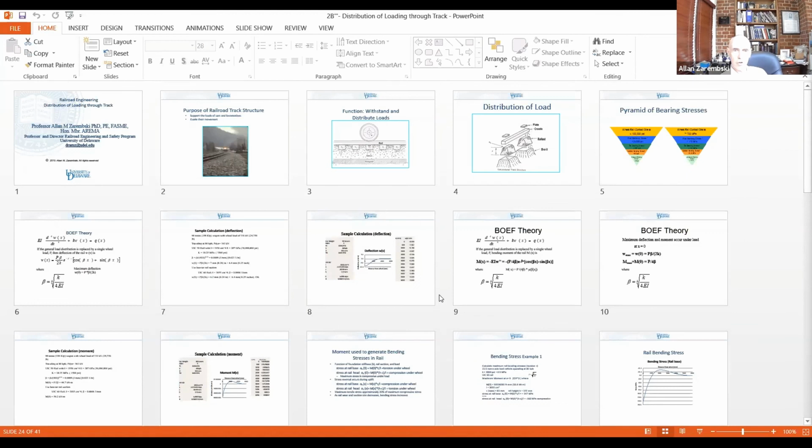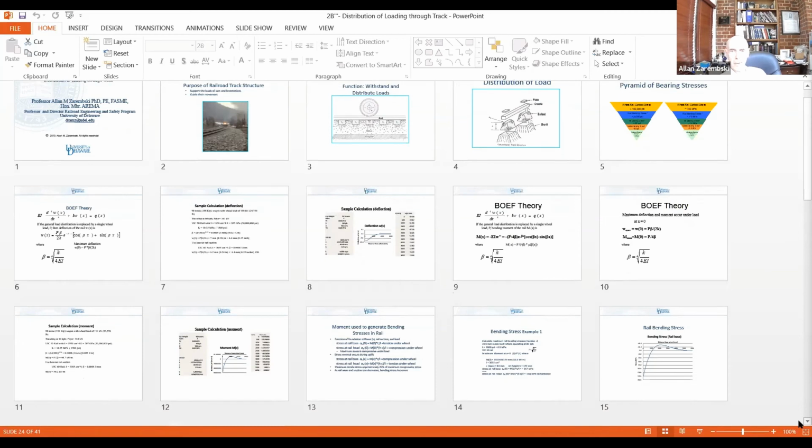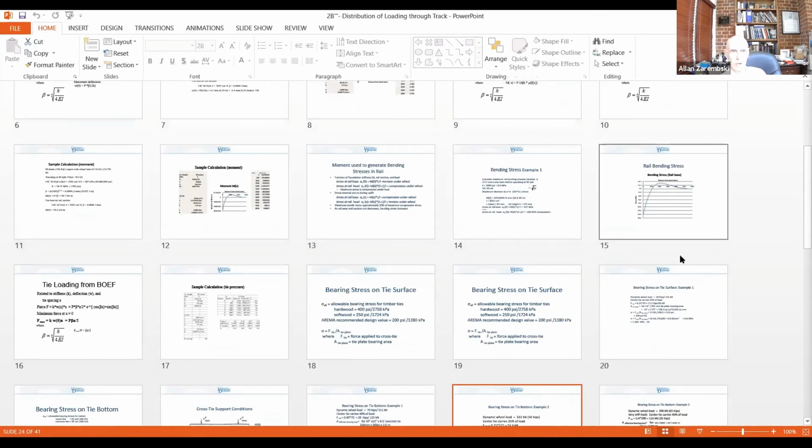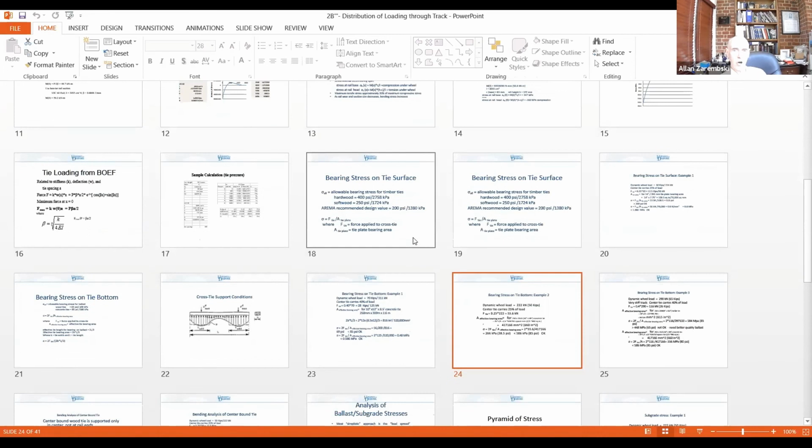Going through the distribution of load, going through the beam and elastic foundation theory, going through rail bending stresses. We're going to come back to rail bending stresses again because I'm going to talk about rail in a few moments. Talk about tie bending stresses and ballast stresses. Anybody have any questions about any of this?